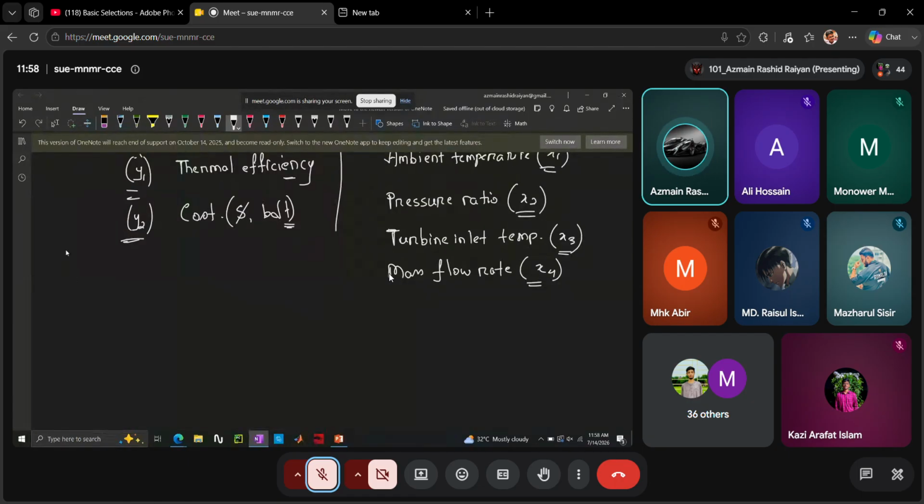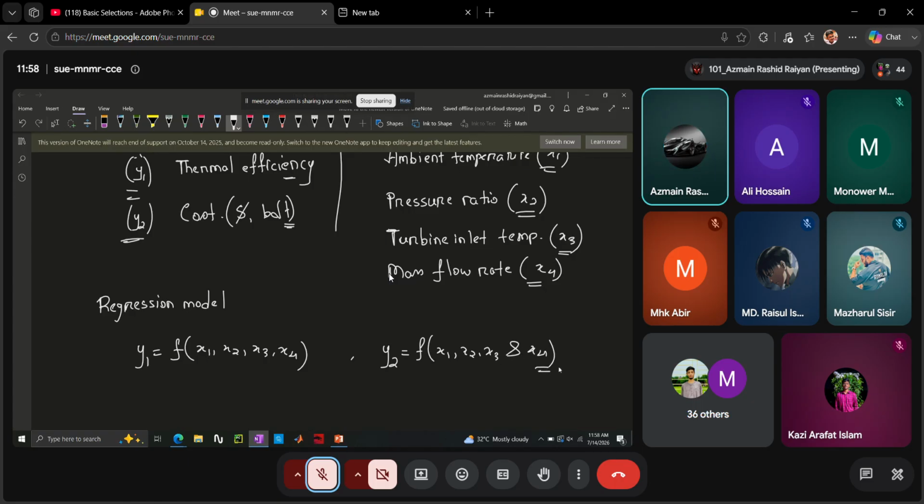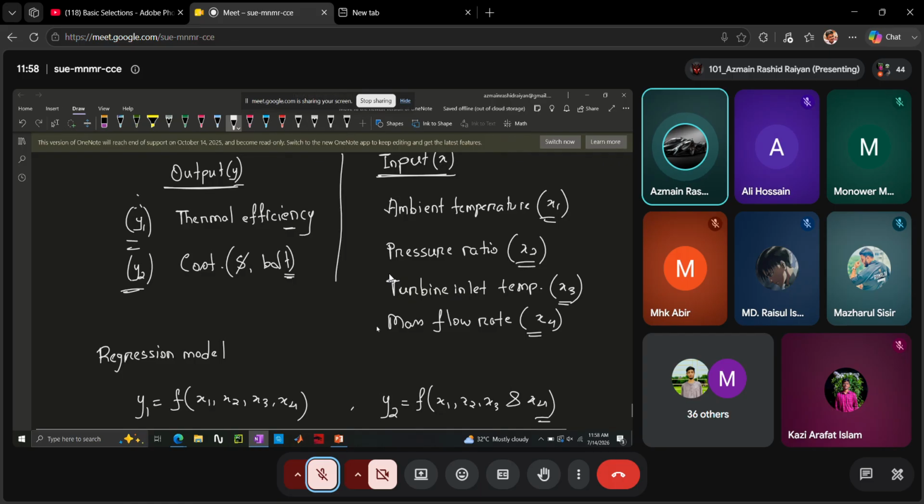As we know, what does a regression model do? A regression model allows us to relate, let's say, we can write y1 as a function of x1, x2, x3, and x4. Similarly, we can write y2 as a function of x1, x2, x3, and x4. So when we are dealing with any kind of design problem, we want to know which input parameters are the most effective one, or which input parameters are the most critical one.